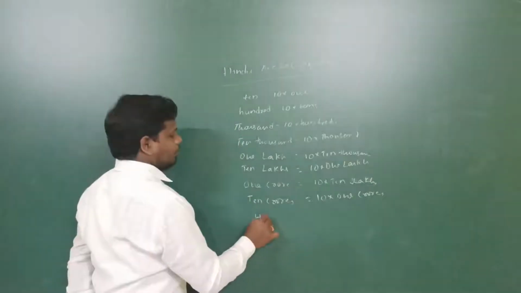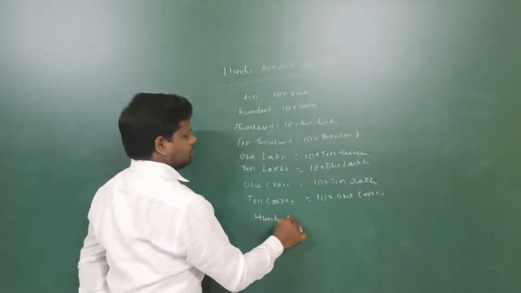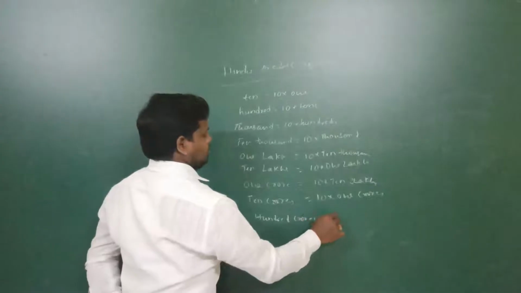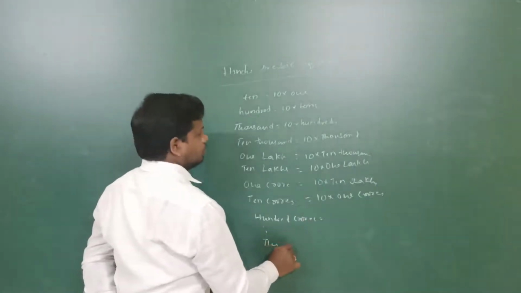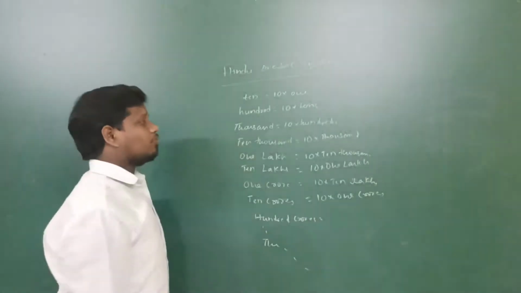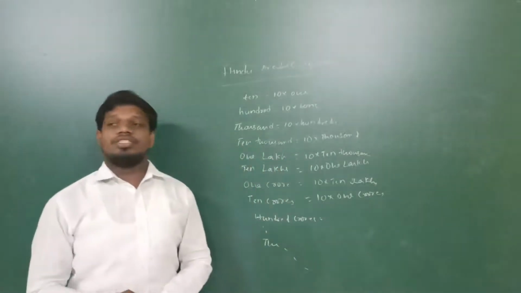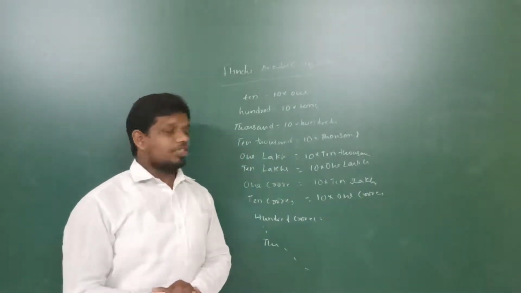Next 100 crores. So next 1000 crores. So like that we have to write. So this is about the Indian system, or Indo-Arabic system.